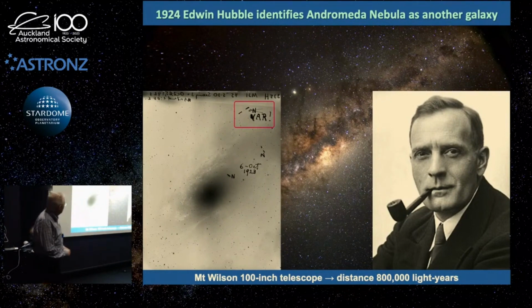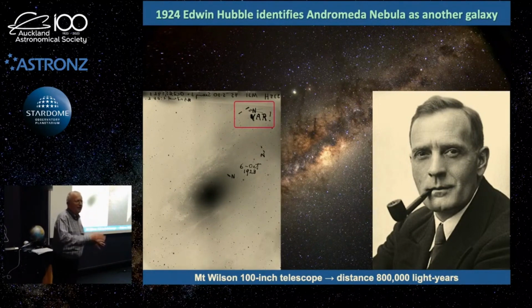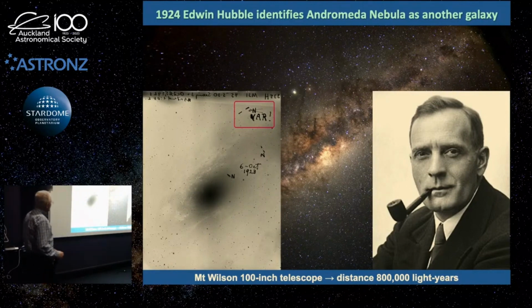And for it to be a reasonable size in the sky, that was a massive object. It was so massive, far away. Clearly, that was another galaxy. And it was that moment we realized that the Milky Way is not the universe. It's just one of many galaxies. They call them island universes, scattered throughout the universe.